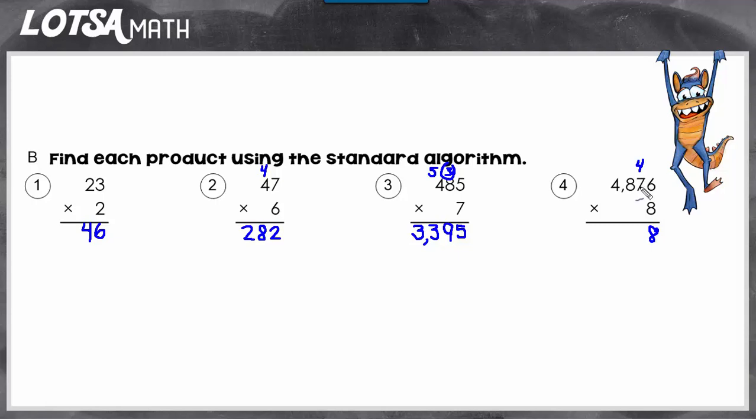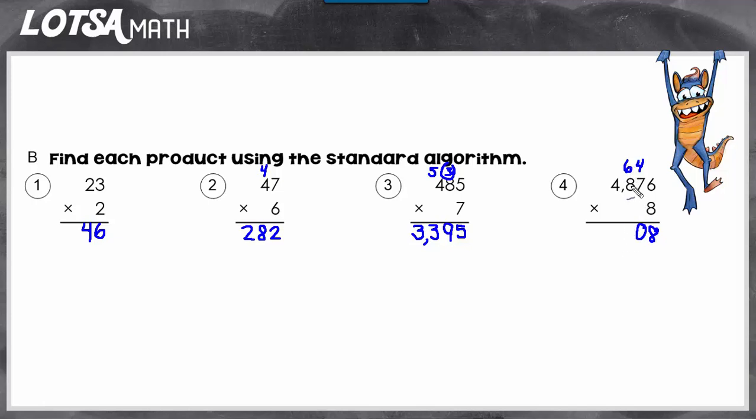I see a 7. So I'm going to multiply 7 times 8. 7 times 8 is 56, but don't forget we have to add those 4 on. So 56 plus 4 is 60. So for 60, I'm going to write my 0 and carry my 6. I still have 60, 6, 0. I just don't want to put the 6 down here yet because I'm going to add to it.